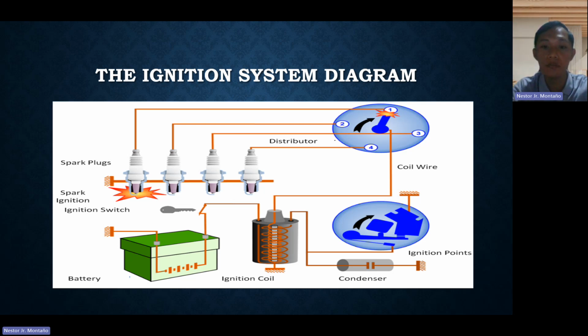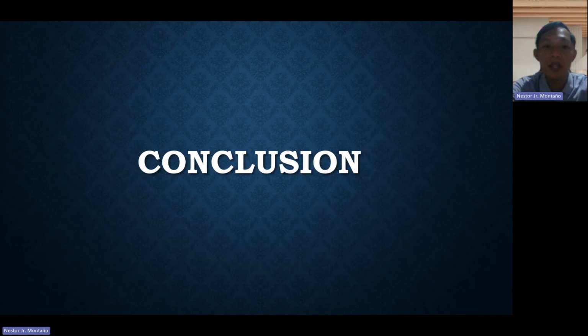Our conclusion: the ignition system plays a vital role in vehicle performance, fuel efficiency, and emissions. Modern advancements such as distributor-less ignition and coil-on-plug systems have improved reliability and precision. Understanding its working helps in diagnosing faults and maintaining vehicle efficiency.